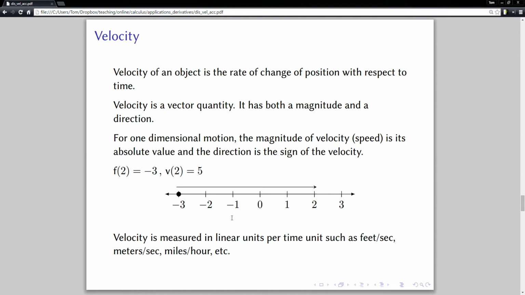Again, for us, because we're on a number line, the directions are either a plus, indicating you're going in the positive direction, or a negative sign, a minus, indicating that you are going in the negative direction. That's all we need. Okay, so that's what velocity is.